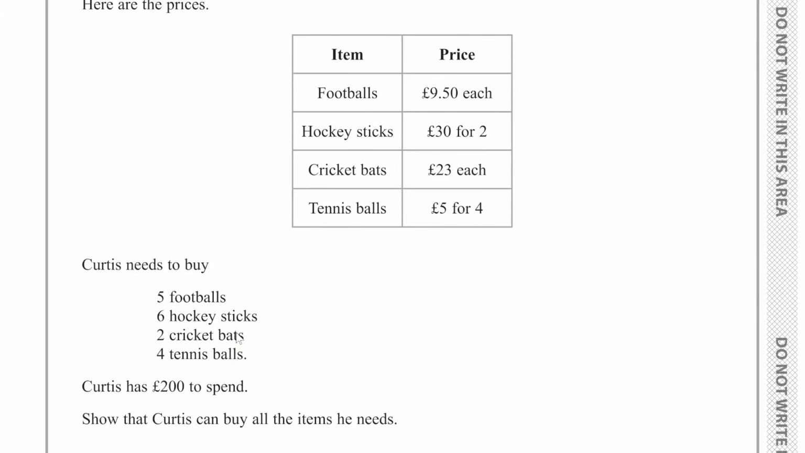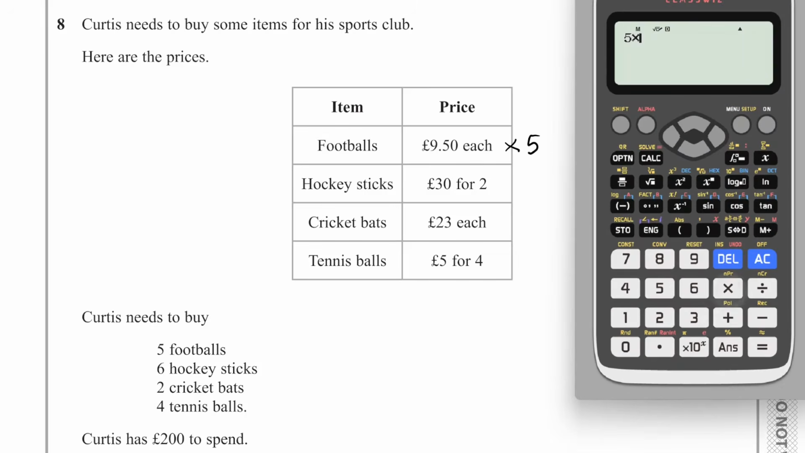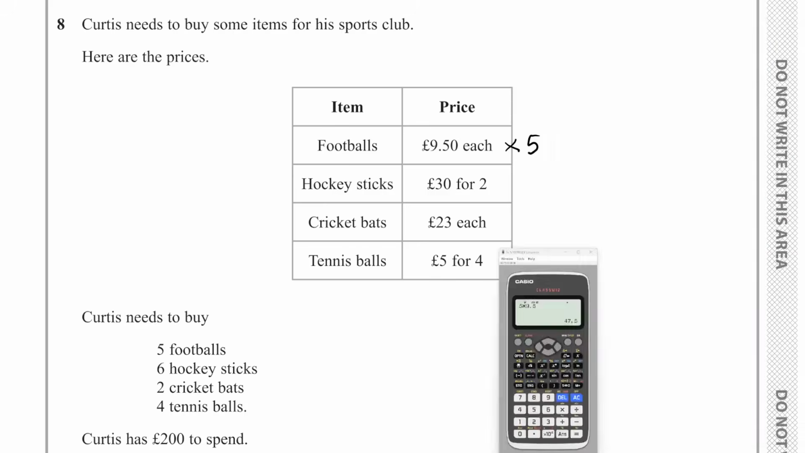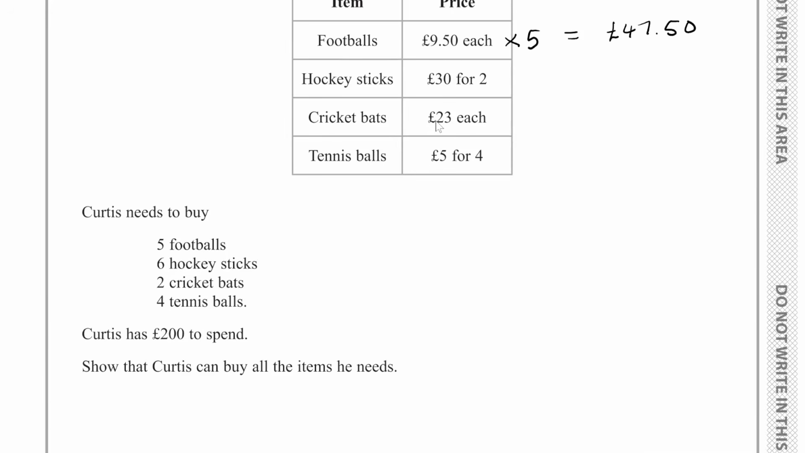Question 8. Curtis needs to buy some items for his sports club. Here are the prices. So footballs are £9.50 each. He's going to buy 5 footballs. So it's £9.50 and 5 of them. So 5 lots of £9.50 is £47.50. So that's £47.50 for the footballs.